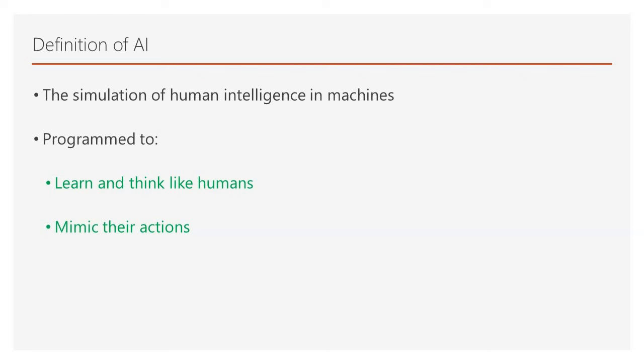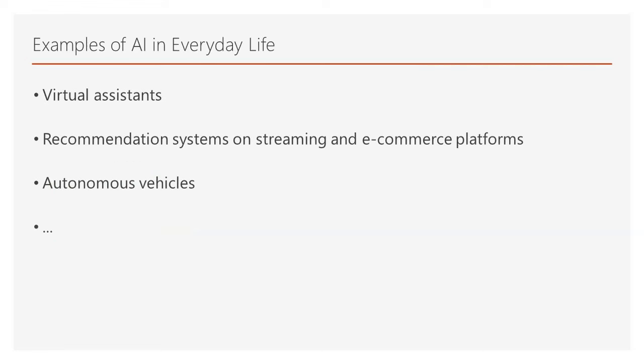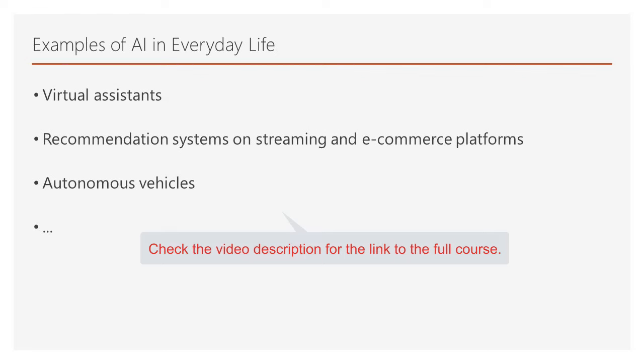This technology is transforming various aspects of our daily lives and numerous industries, making processes more efficient and enhancing our overall quality of life. Examples of AI include virtual assistants like Apple's Siri, Amazon's Alexa, Google Assistant, recommendation systems on streaming and e-commerce platforms, autonomous vehicles, and more. We'll be discussing all this in more detail in a subsequent lecture.